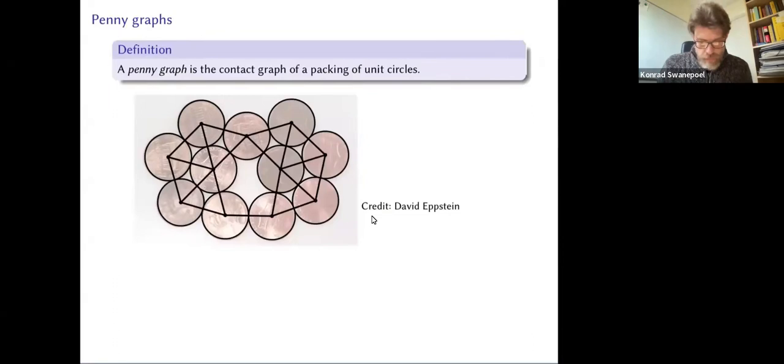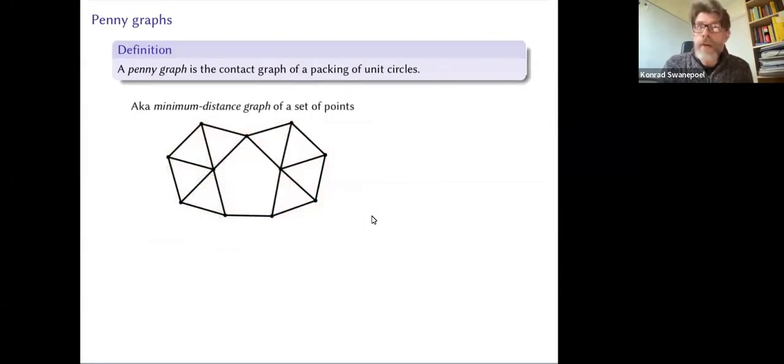And I guess in this case, because I said unit circles, all these lengths are equal to 2, but you can also just pretend that they're all equal to 1. So let's just forget about the circles for now. I'm interested in the graphs. A graph like this is also known as a minimum distance graph of a set of points. This is how Erdős actually introduced it.